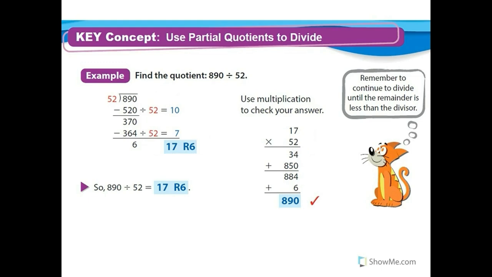But that's how they are finding it, because they do the partial quotient of 10, divide 520 by 52 to get 10, and then divide 364 by 52 to get 7. They add the partial quotients, which is what we're going to do too, to get 17 remainder 6. That's what their remainder is, right? And remember, you always continue to divide until the remainder is less than the divisor.